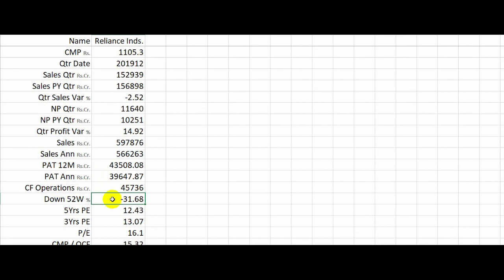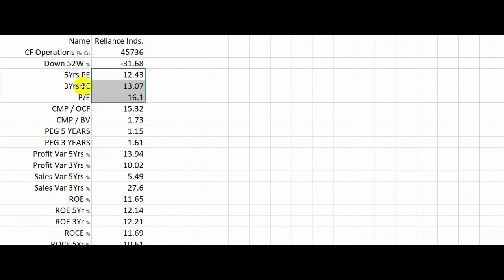The price has fallen around 31% from its 52 weeks highest point. The 5 years price earning average was around 12, whereas the 3 years price earning average was around 13, and the current price earning is 16. So we are getting it slightly above its 5 and 3 years average.